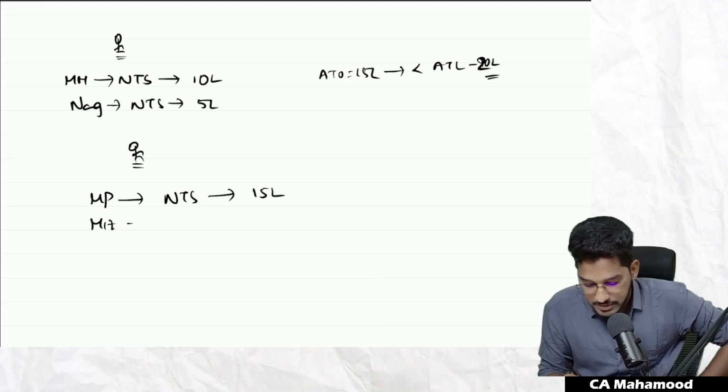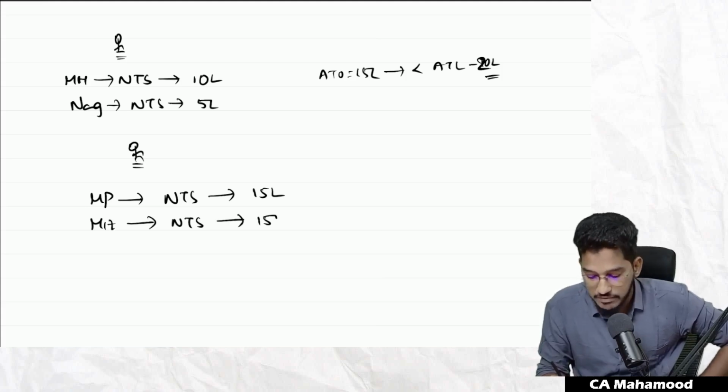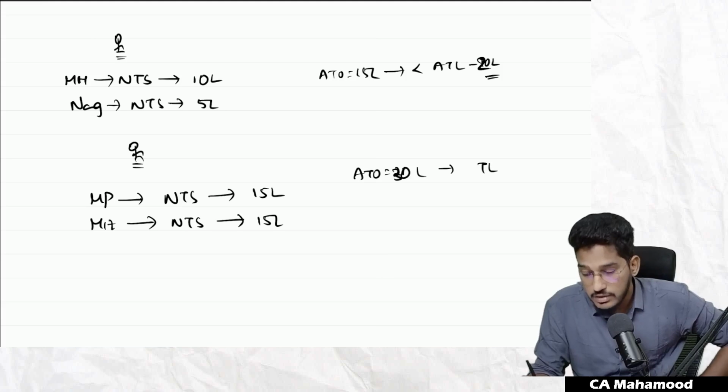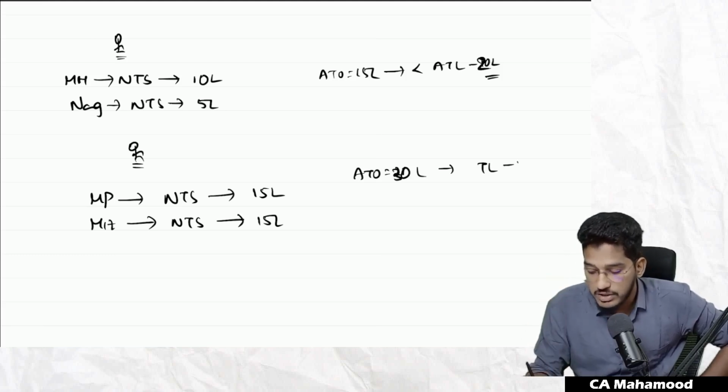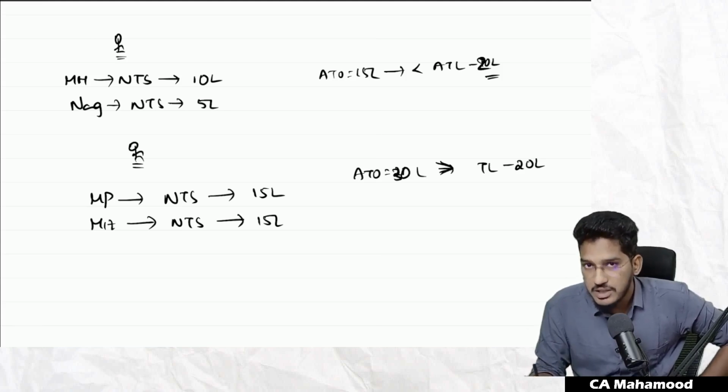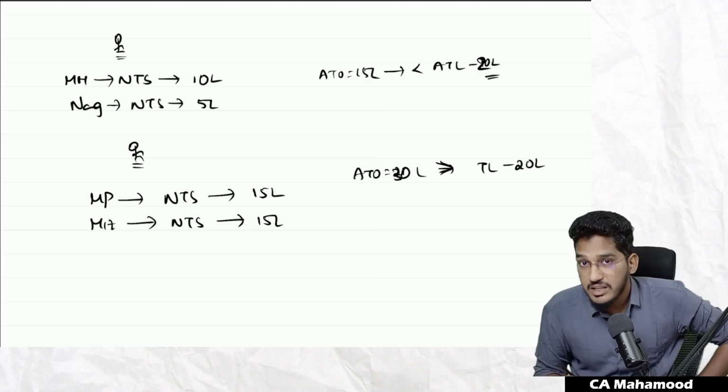He is also having place of business in Mizoram. In Mizoram also, he is supplying alcoholic liquor for human consumption, again 15 lakh. What is the aggregate turnover here? 30. What is the applicable threshold limit? Since he is not making any taxable supply from any of the 4 states, applicable threshold limit will be 20 lakhs only. Here aggregate turnover is more than threshold limit, but is he required to take any registration?